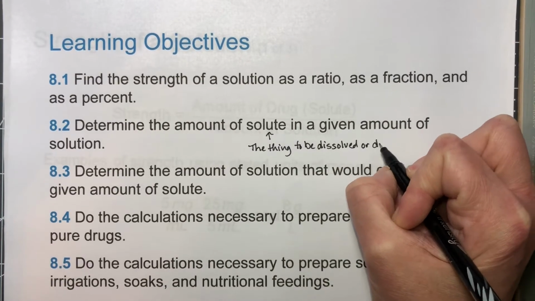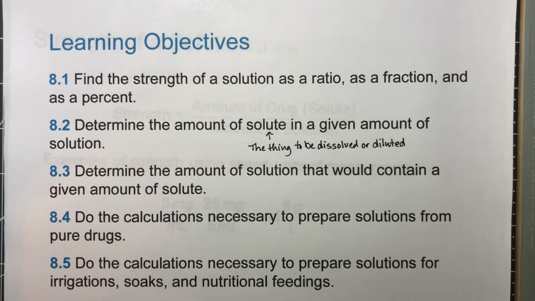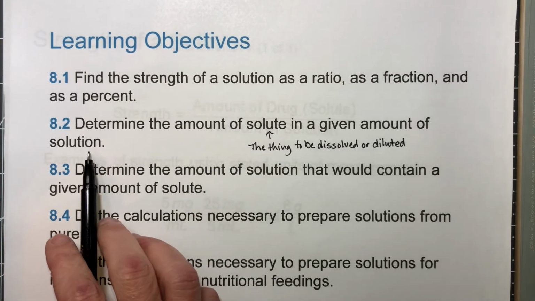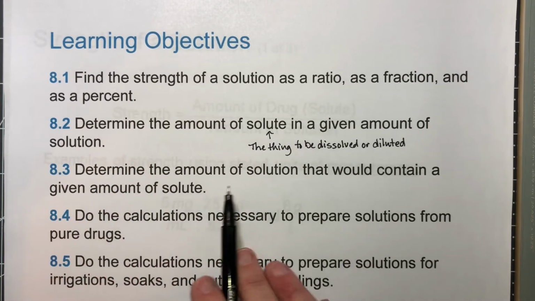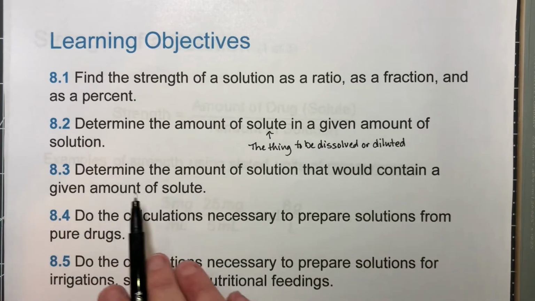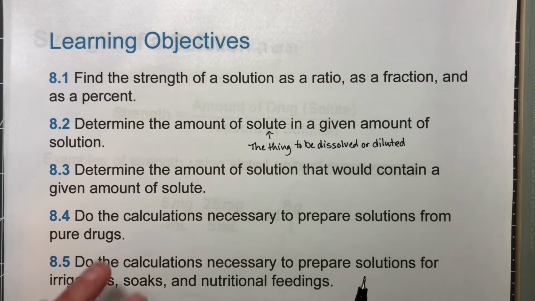Or diluted. Okay, so this would be like powdered drugs, chemical salts, liquid nutritional supplements, things like that. Okay, and the solution is what you end up with. Okay, determine the amount of solution that would contain a given amount of solute. Do the calculations necessary to prepare solutions from pure drugs. Do the calculations necessary to prepare solutions for irrigations, soaks, and nutritional feedings.